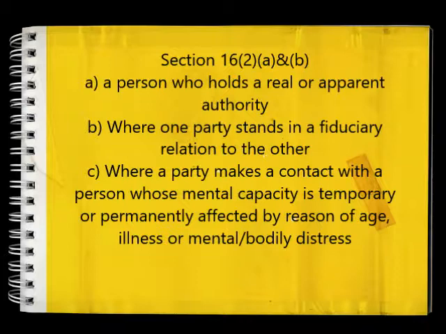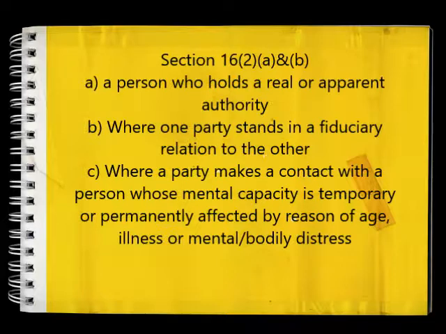Third, when a person makes a contract with a person whose mental capacity is temporarily or permanently affected by reason of age, illness, or mental or bodily distress. In the current case, Rahim is definitely deemed to be in a position to dominate Sarah's will. This is because Rahim is not just the older brother of Sarah, but he also uses Sarah's mental weakness to influence her into entering a contract. This consequently results in the domination of will.